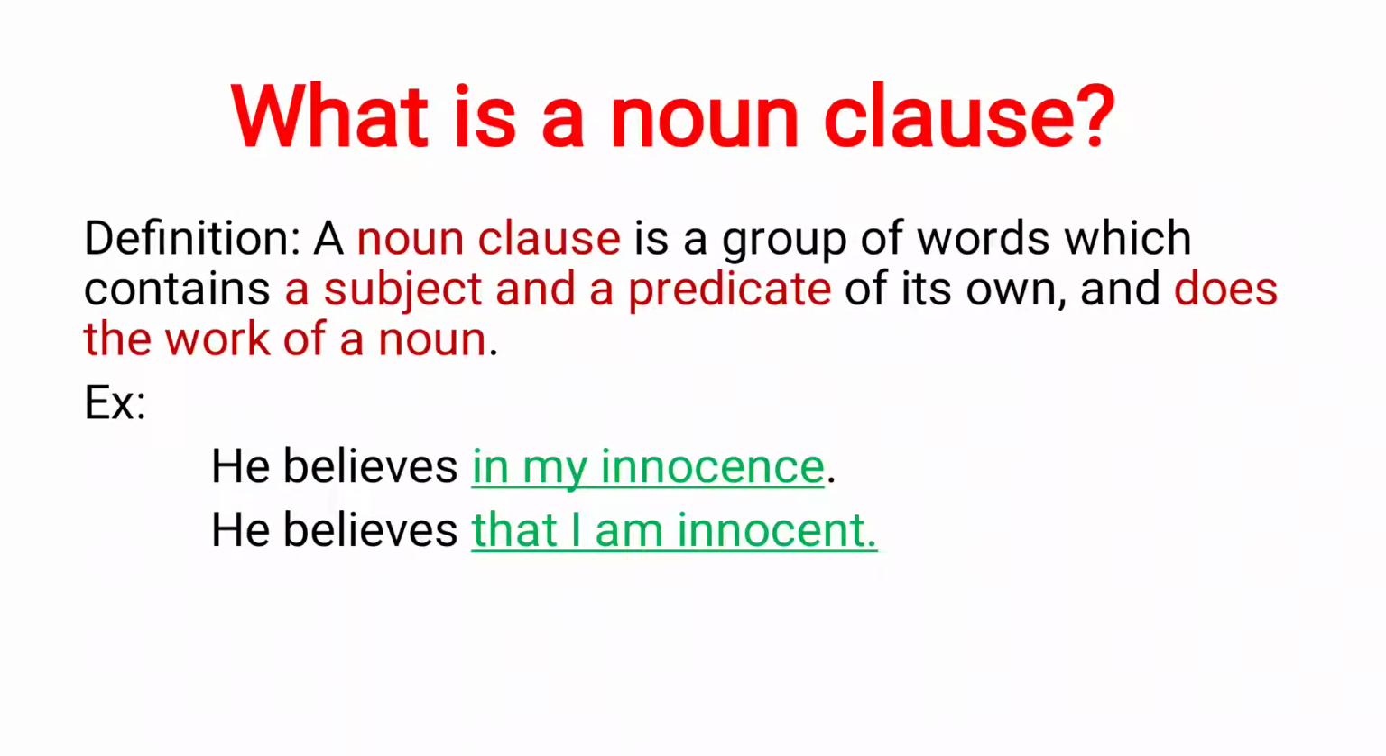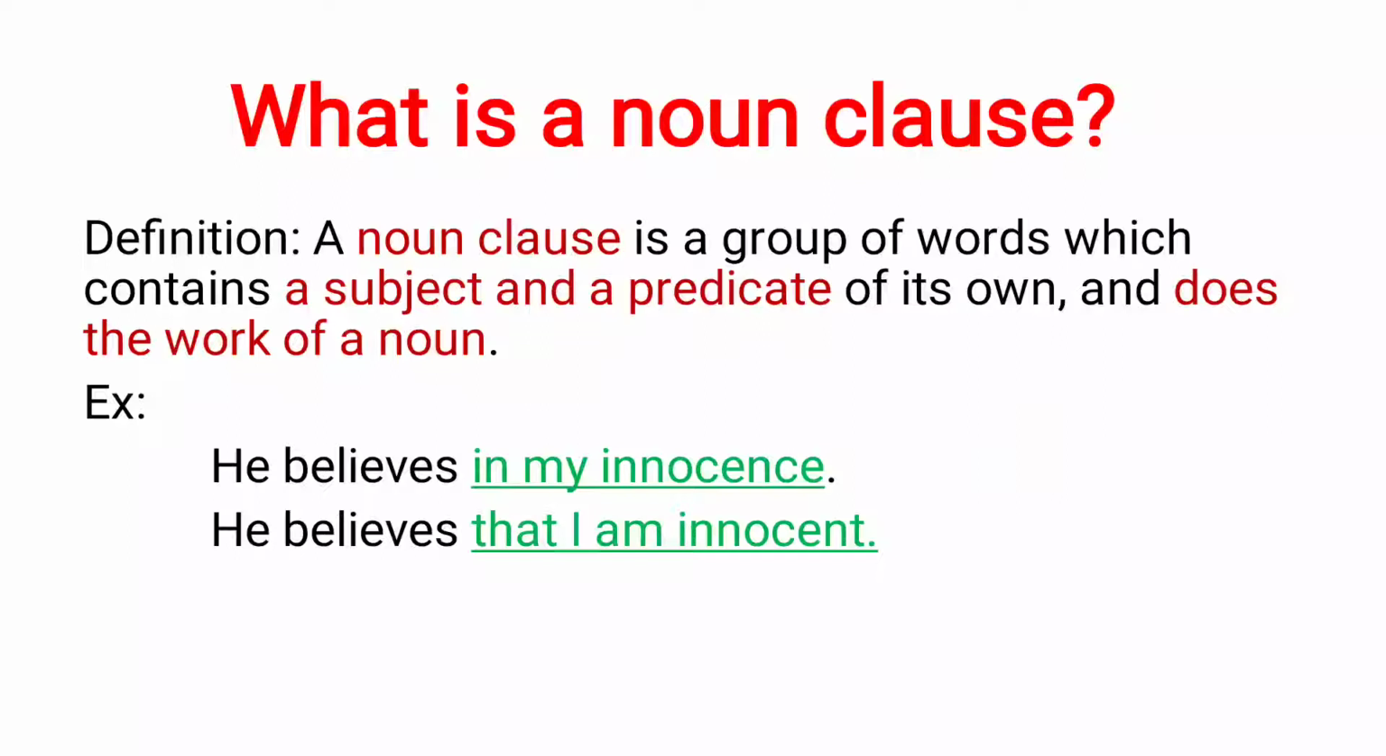A noun clause is a group of words which contains a subject and a predicate of its own and does the work of a noun in that sentence. Now, in the previous video, we understood the difference between a phrase and a clause. If we look at these two examples, in the first example, he believes in my innocence. This underlined group of words is not a clause because it does not have a subject and predicate.